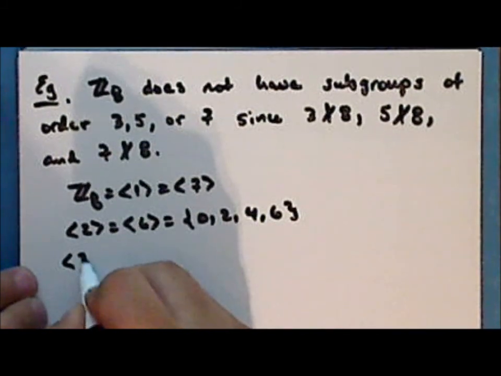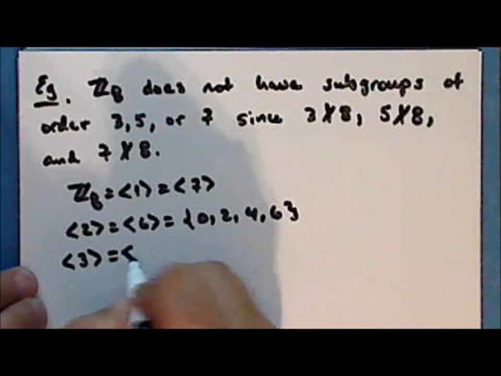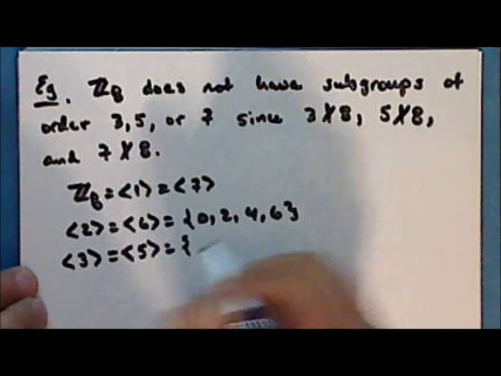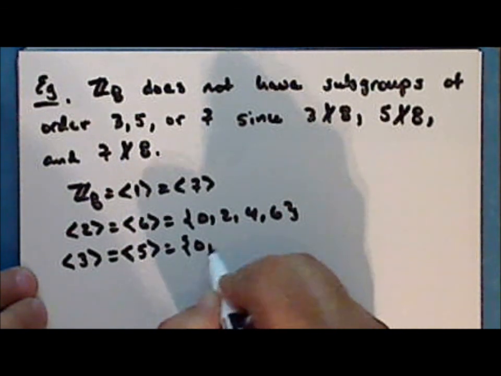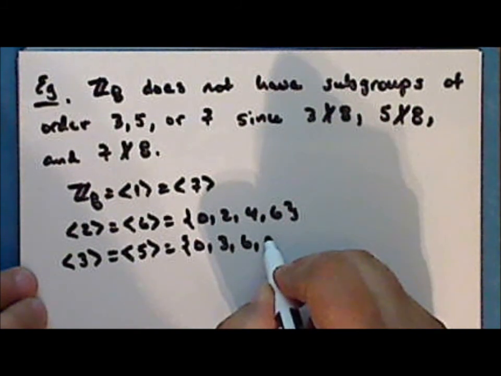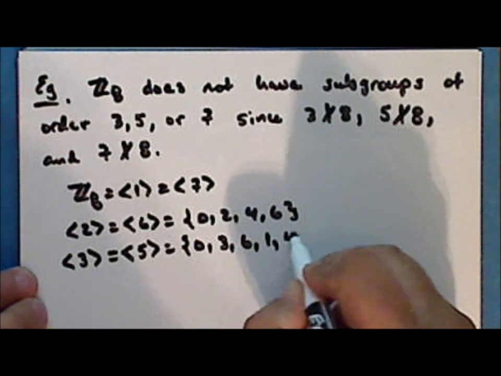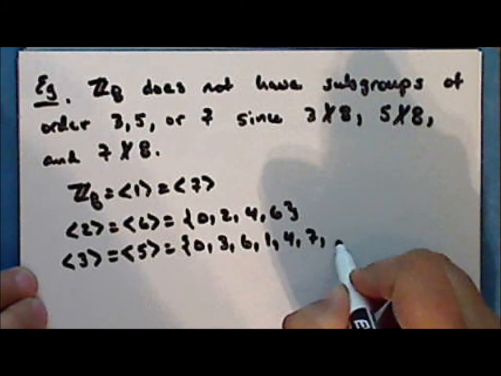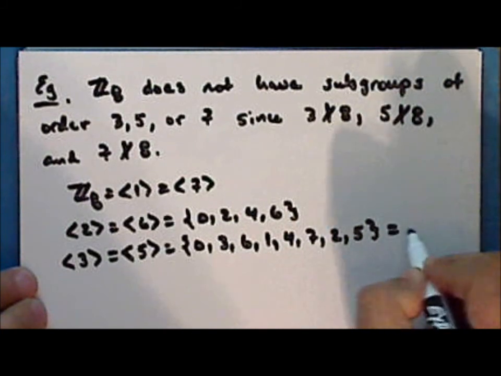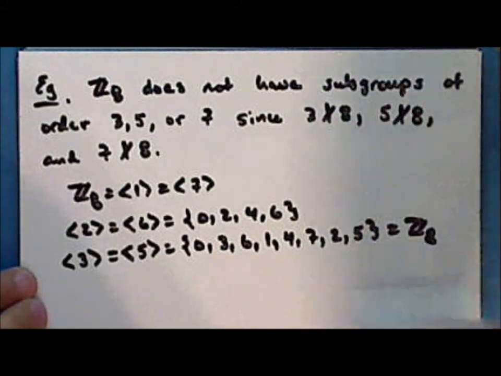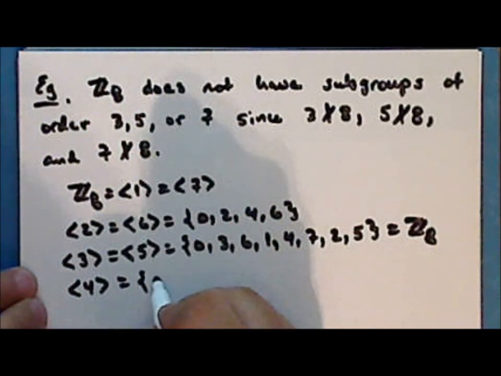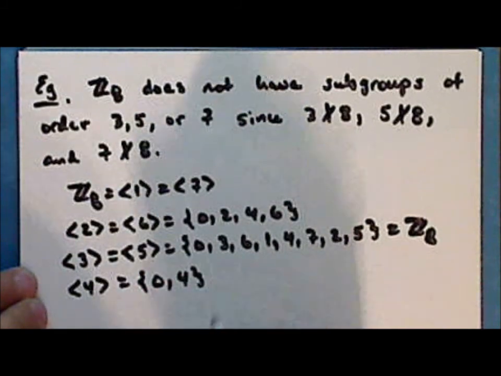The cyclic subgroup generated by 3 is also generated by the additive inverse of 3, which is 5. And this is the group which contains the elements 0, 3, 6, 9 modulo 8, which is 1, 4, 7, 10 modulo 8, which is 2, and 5. This is the entire group. And the cyclic subgroup generated by 4 is the group which contains the elements 0 and 4.